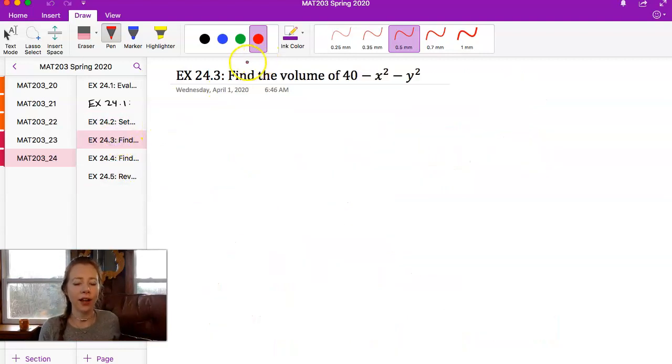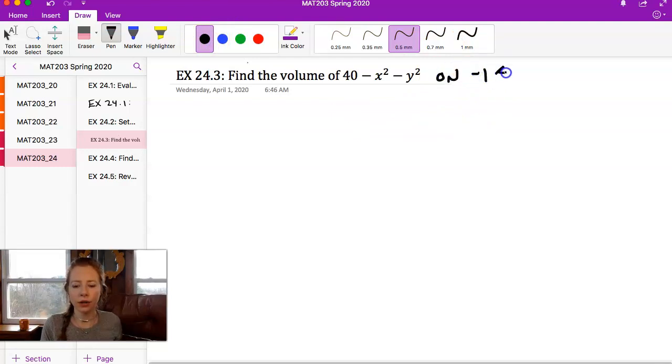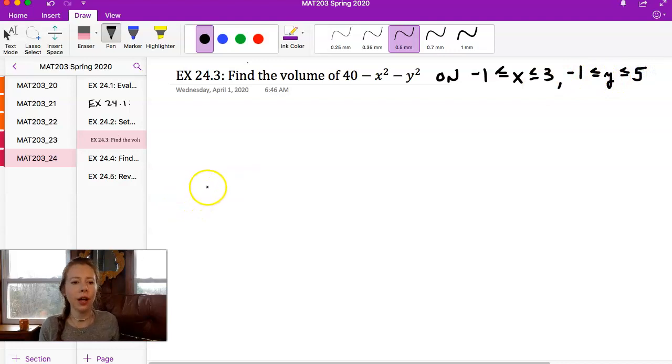Next, we're going to find the volume of 40 minus x squared minus y squared on the following intervals. So on -1 to 3 for x and -1 to 5 for y. And please feel free to pause and go ahead and try some of these out on your own as well before looking at the answers or watching the answers.